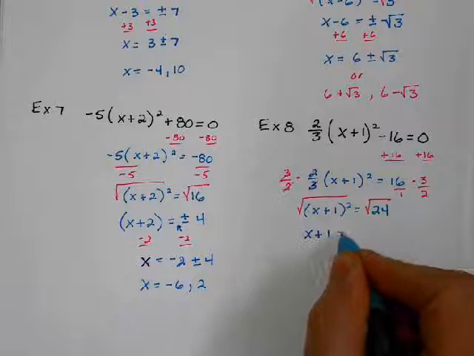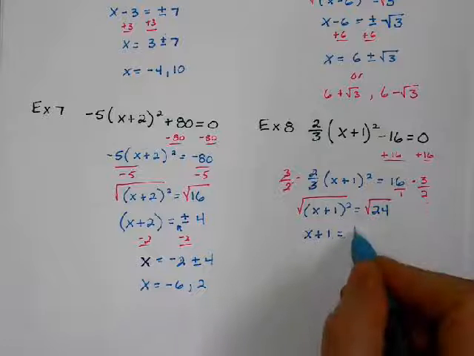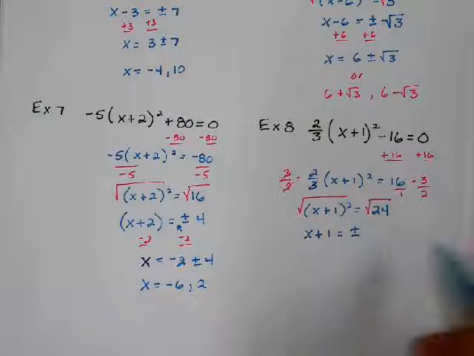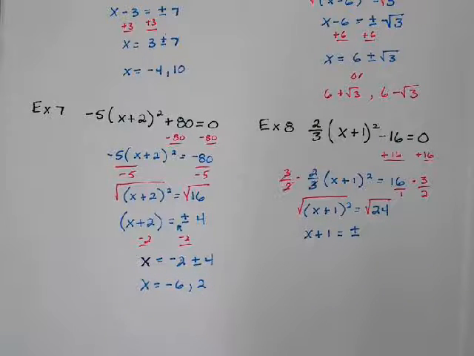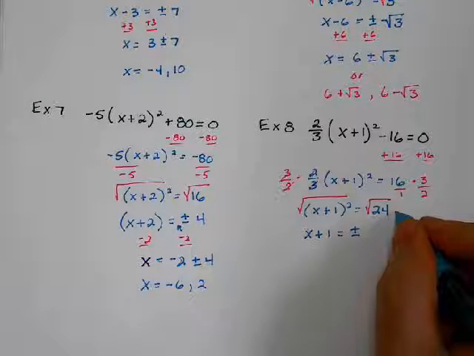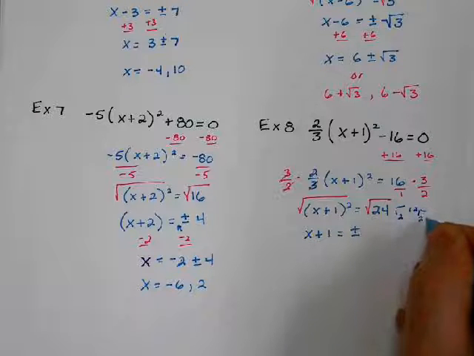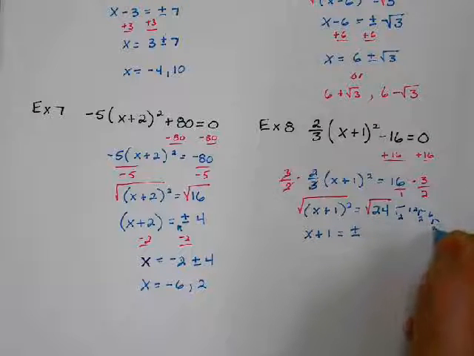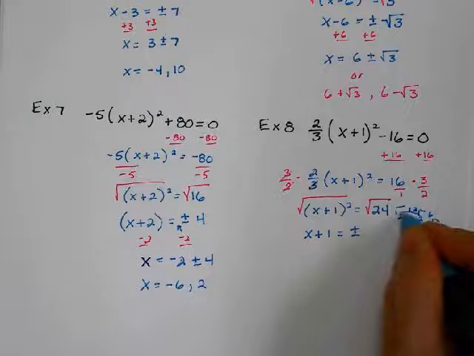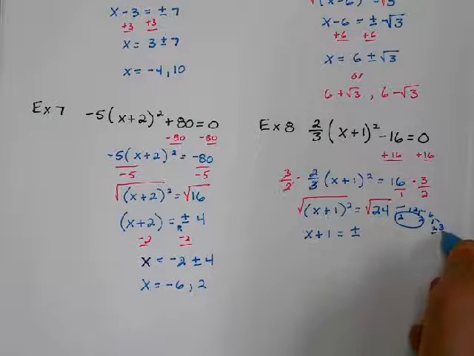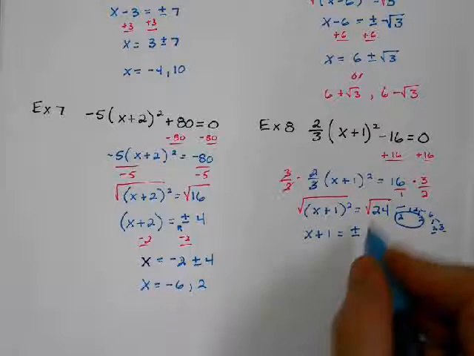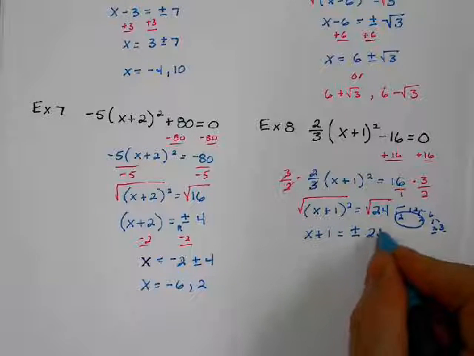Now, root 24 is not a perfect square, but I can reduce the square root of 24. 24, remember, breaks down into 2 and 12. This is 2 and 6. This is 2 and 3. So I got a pair of 2's and then a 2 and a 3 left over. So this would be 2 root 6. And yes, if the radical reduces, you need to reduce it.